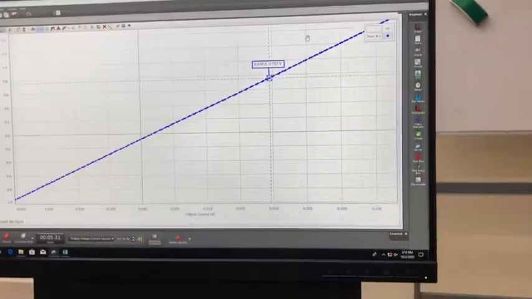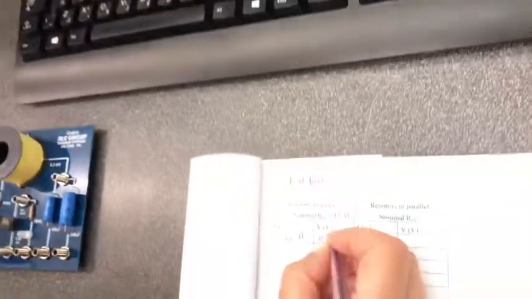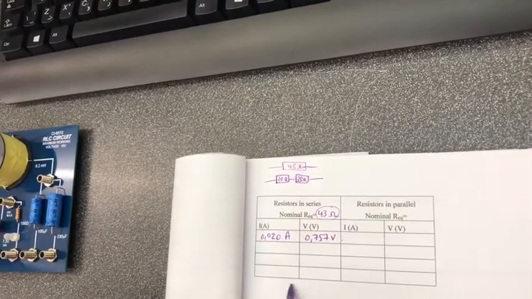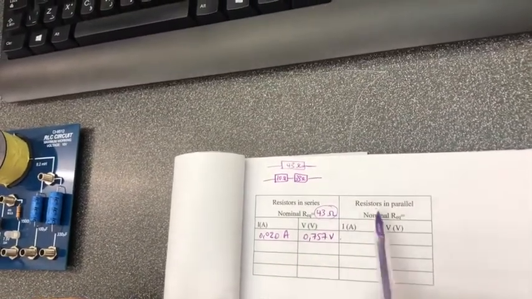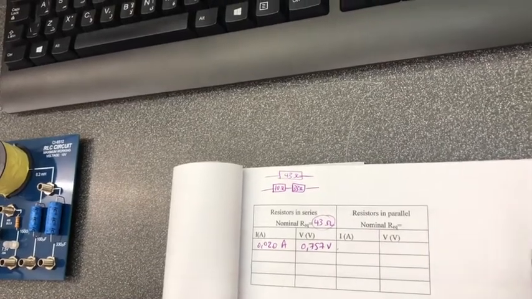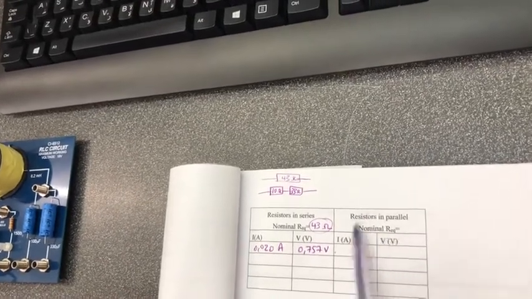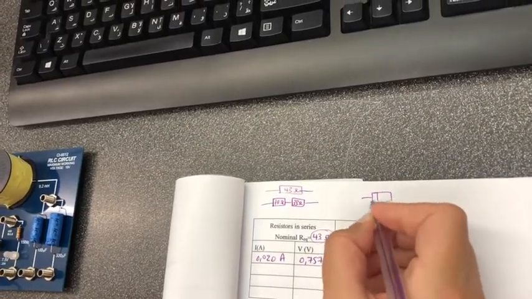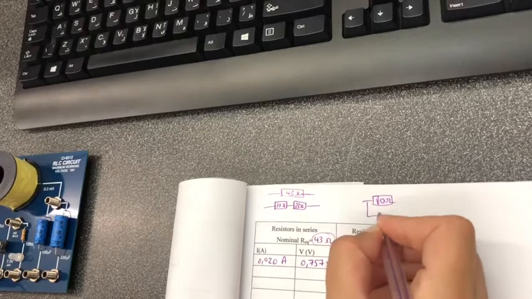And for the voltage, 0.757 volts. Okay, you write down. Okay, I will take the other measurements and will give you the data. Now, the second experiment is when the resistors are in parallel, the equivalent will be, we have 10 ohm, okay, and 33.